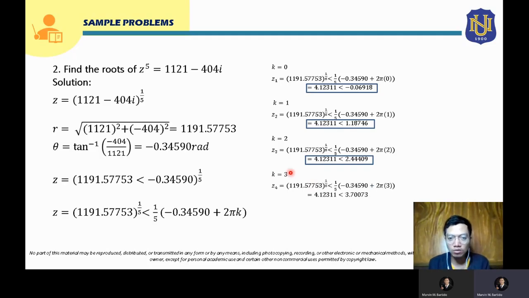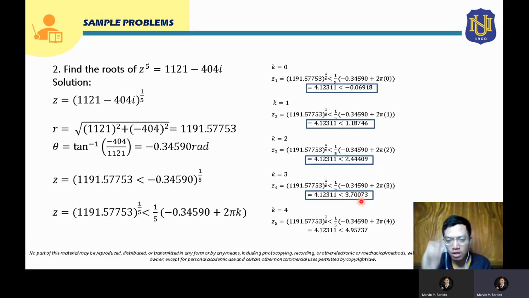Now for the next root, that will be k is equal to 3. So again, 1191.57753 raised to 1/5 will just be 4.12311. For your angle, just change your k here to 3. So that will be 3.773. So that will be the answer for this.